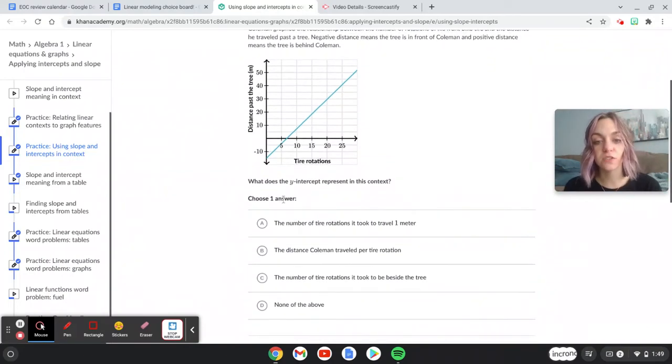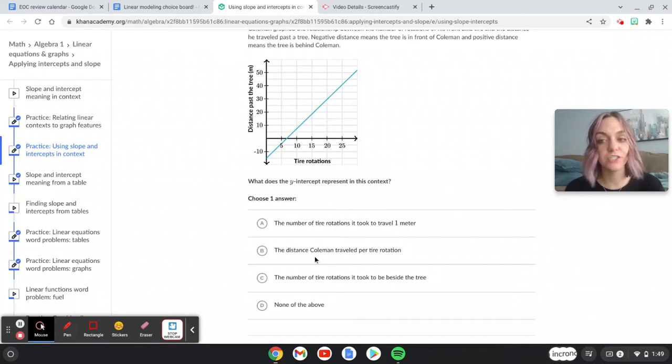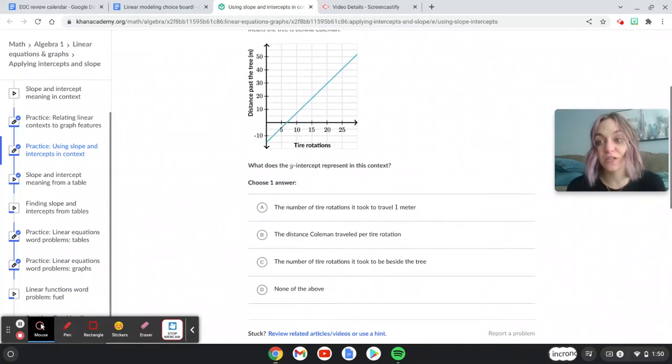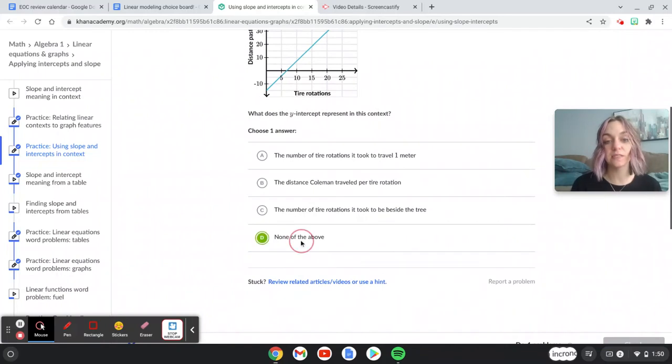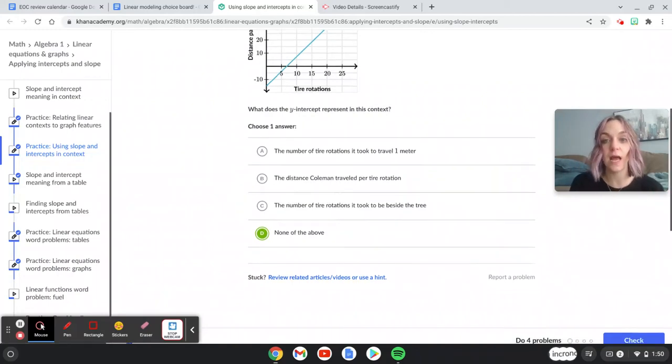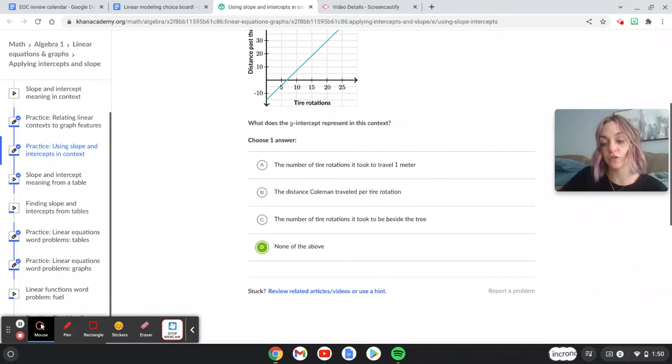So let's see what our options are. The number of tire rotations it took to travel 1 meter? Nope. The distance Coleman traveled per tire rotation? Also nope. Remember, we're looking for 15 meters. The tree is 15 meters in front of Coleman. The number of tire rotations it took to be beside the tree? Also no. So my answer for this is going to have to be none of them, because none of these answers state that the y-intercept is where Coleman started, which is 15 meters in front of the tree.